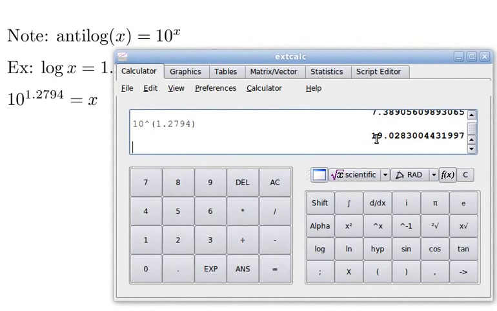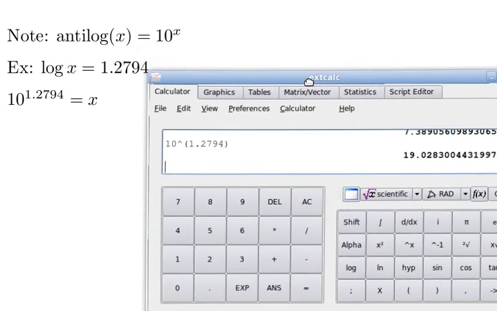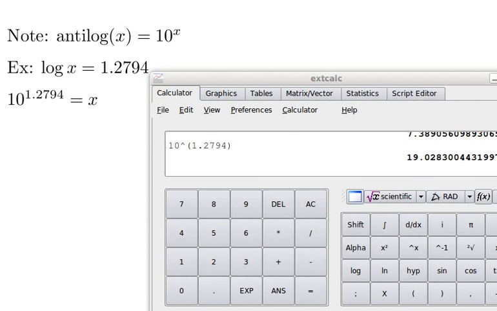And it comes out as 19.0283, about. So we'll say that x is about 19.0283. So that solves that. It was simple enough. It's just that whenever you are punching things into the calculator and you're not really thinking about exactly what you're doing, after so many problems, you think, wait a minute, this is not what I thought it was.